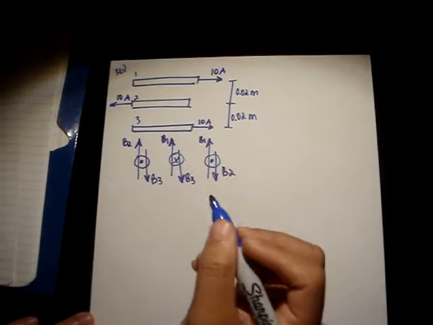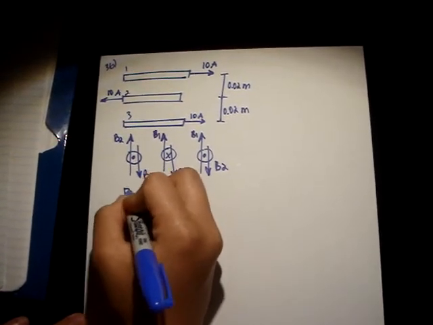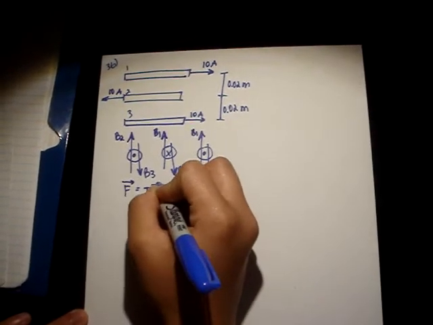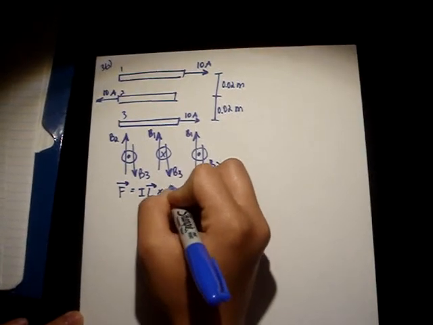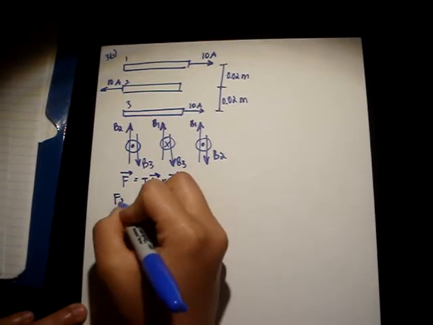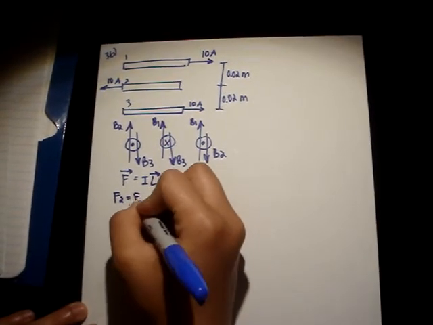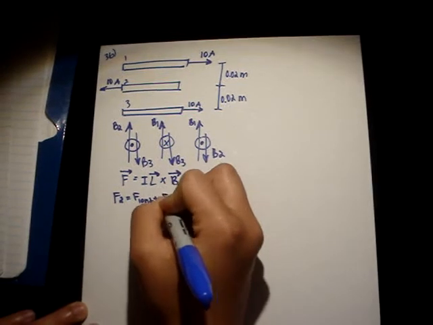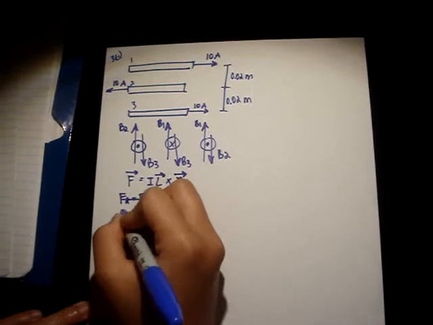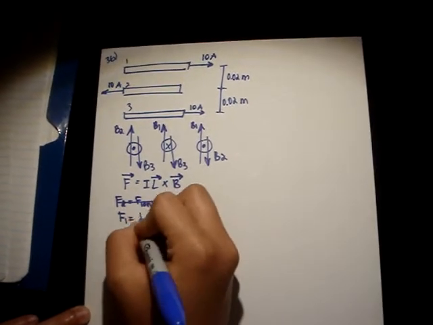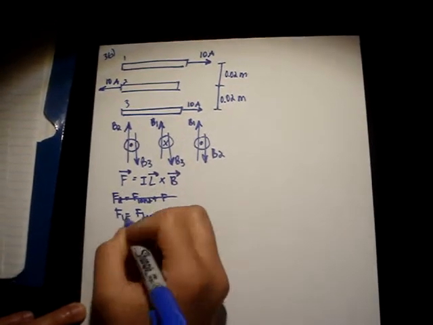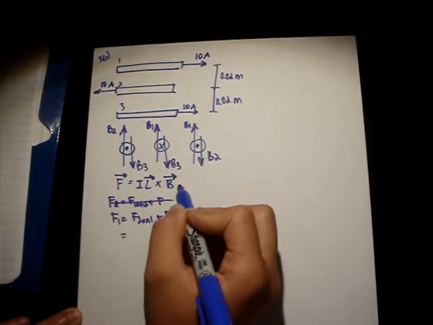And so we know that the force vector is equal to the current times the length vector crossed with the magnetic field vector. To find the force on wire 1, you find the force of 2 on 1 and the force of 3 on 1, and you simply plug in these values for each one.